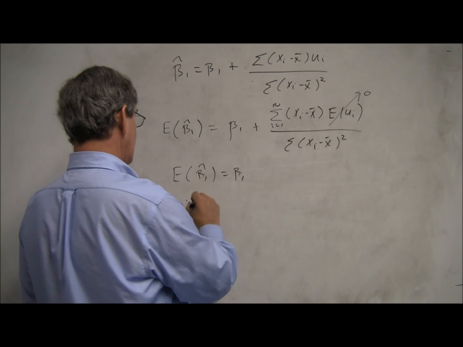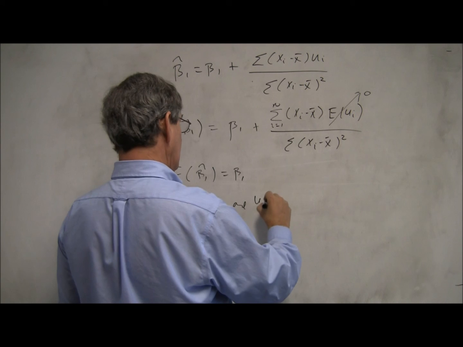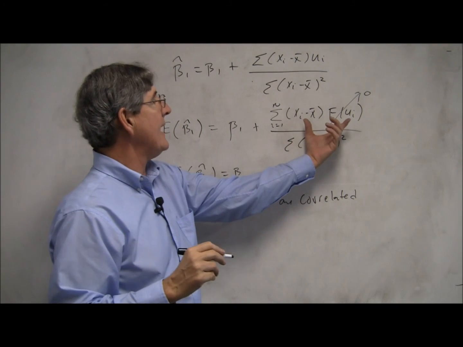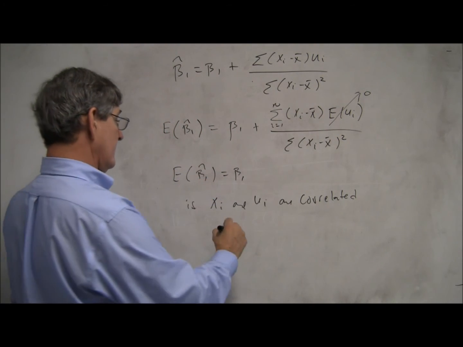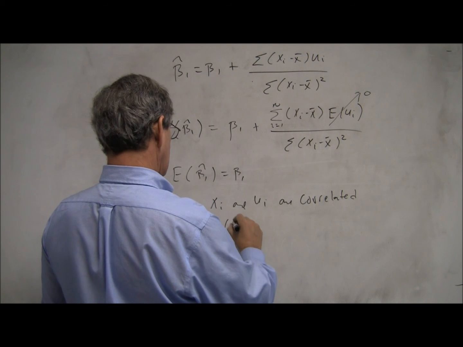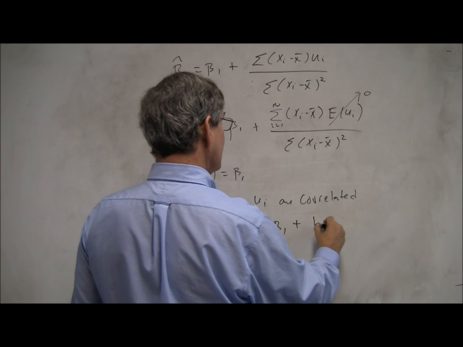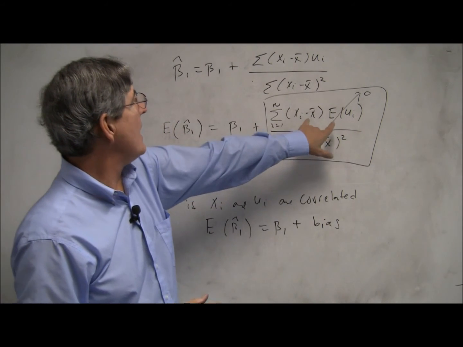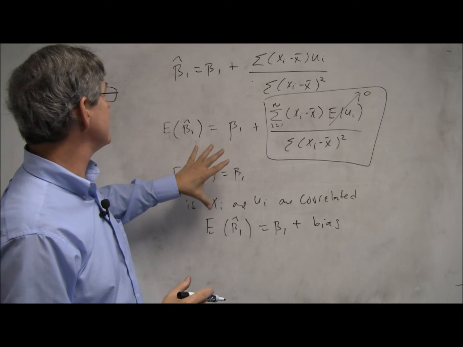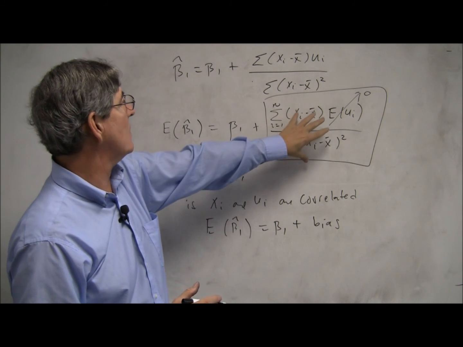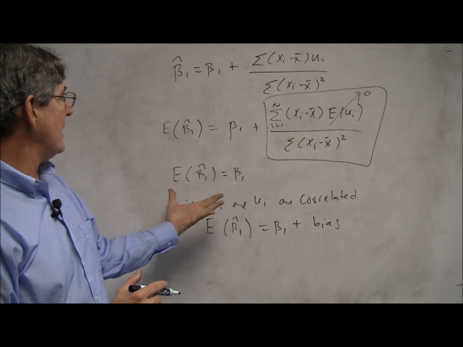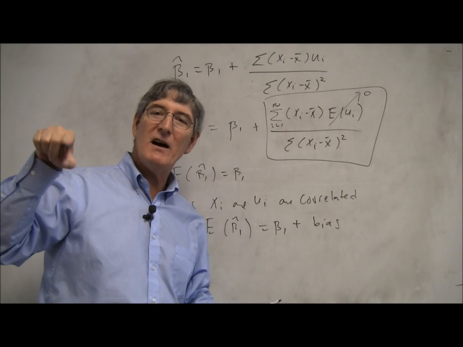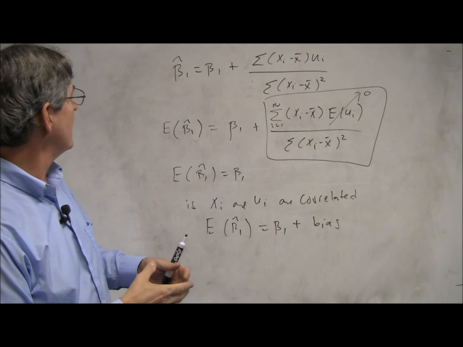But if xi and ui are correlated, if they're not independent, then I can't do this anymore, and the expected value of beta 1 hat is equal to beta 1 plus some bias. The bias comes from this term, because this is no longer 0. Whenever the x and u are correlated, we have a biased value for beta 1 hat. I'll leave it to you to show the same thing for beta naught hat, that the expected value of beta naught hat is equal to beta naught. But this is how you would do it for beta 1.